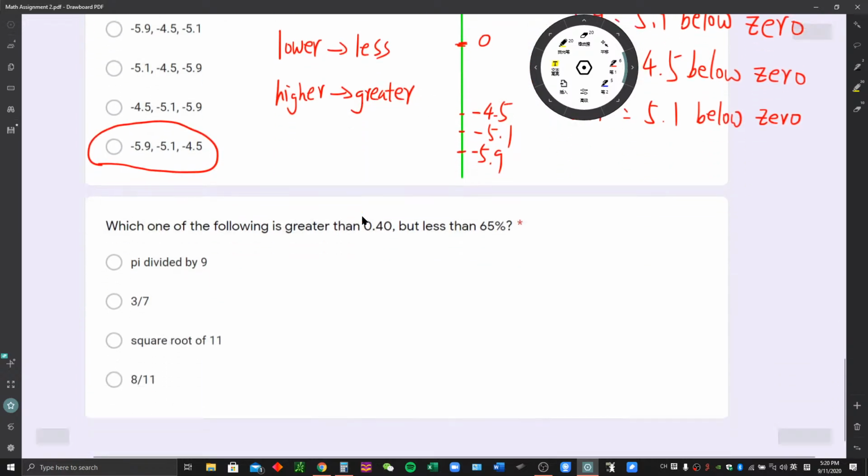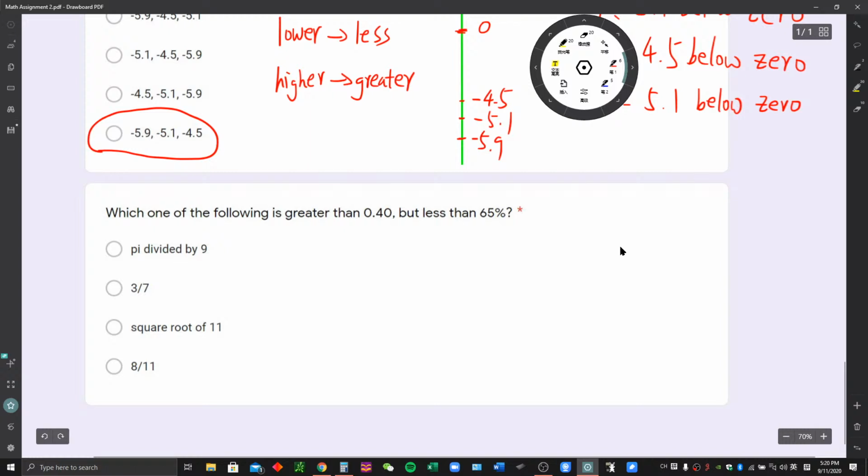Right, yes. And last one, last question. Which one is greater than 0.40 but less than 65%? So we are looking for a number that is in between, less than 65%, but greater than 0.40.